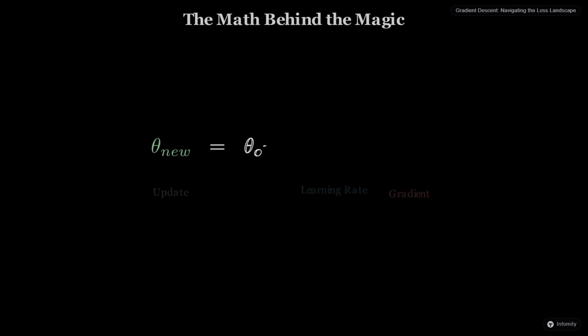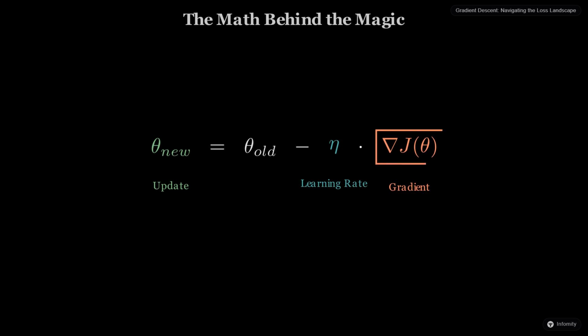To find our next parameter value, we start with our current weight and subtract a small portion of the gradient. This portion is determined by the learning rate, which acts as a multiplier for our step size. This single line of code is what allows our models to learn from every batch of data, constantly refining their internal parameters, to drive down the total error and reach an optimal solution.